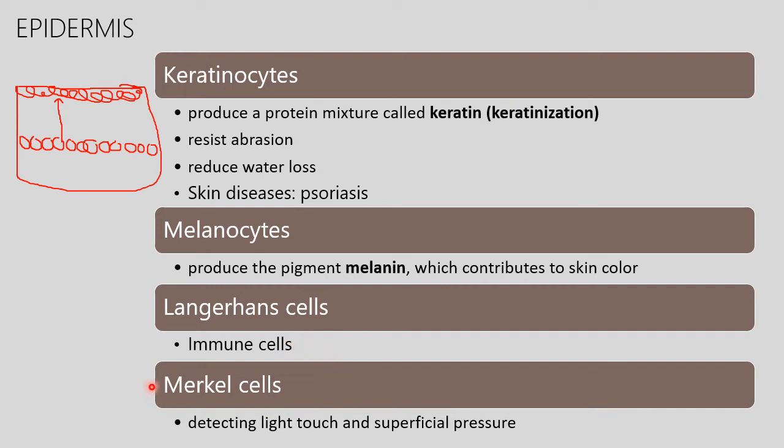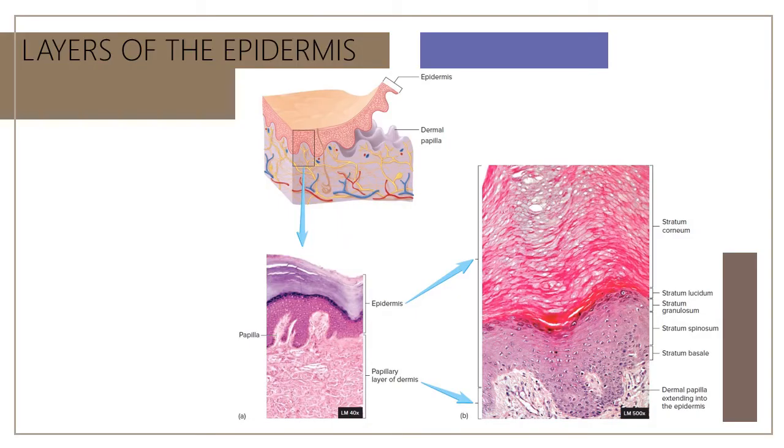You also have your Merkel cells. Your Merkel cells are epidermal cells associated with nerve endings. This one is for sensation. They have nerve endings that are responsible for detecting light touch and superficial pressure. The many layers of the cells in the epidermis are divided into regions, or what you call the strata.